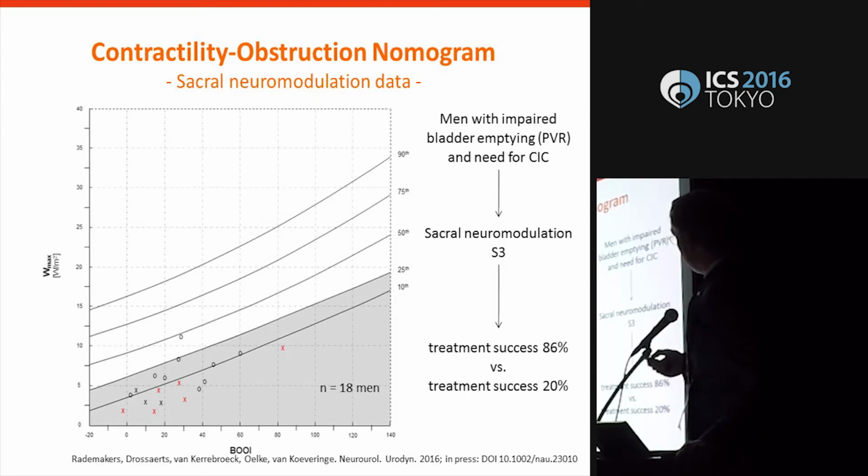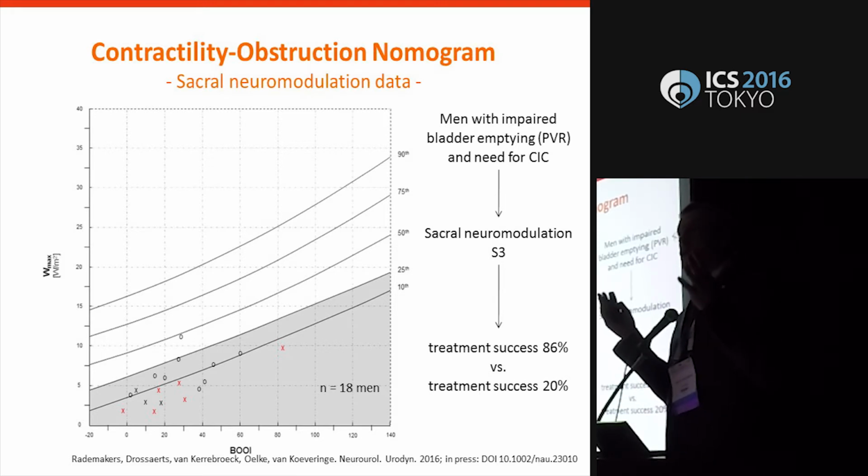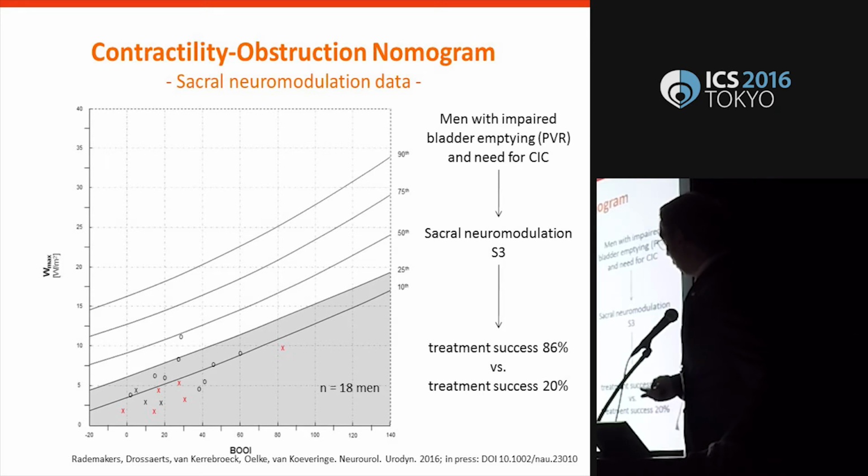So these are men with impaired bladder emptying, post-void residual, and the need for clean intermittent catheterization. All received sacral neuromodulation, and these are the patients who showed up in the area between the 10th and the 25th percentile. It's just showing us that the clinical judgment of the patient correlates quite well with our nomogram.